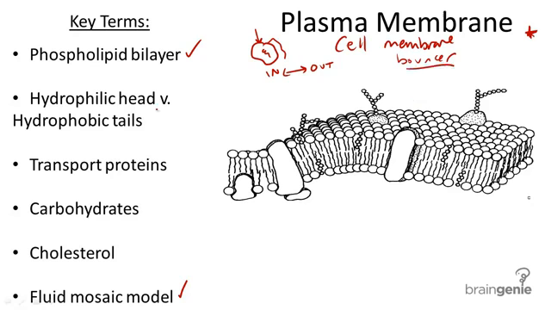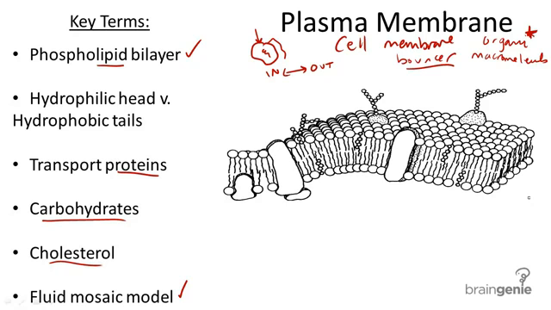What's cool about the structure of a plasma membrane is that it requires every organic macromolecule that your body consumes and produces. This includes lipids, proteins, carbohydrates, and cholesterol. Let's review the key terms in the structure of a plasma membrane as it directly relates to its function.